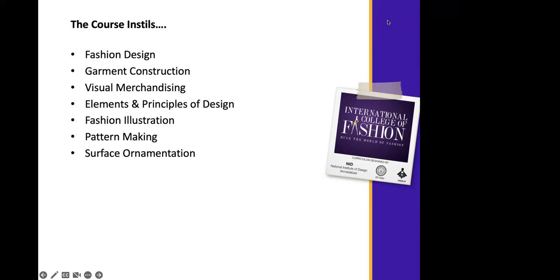Okay, then you'll also learn surface ornamentation. Now surface ornamentation matlab embroidery hai, different types of printing hai, digital, hand printing, block printing, dabu, etc., etc. So all those printings also will be taught to you. Now this is in the scenario if you are just doing a diploma program.